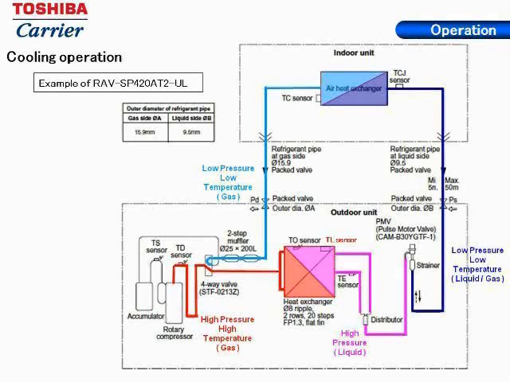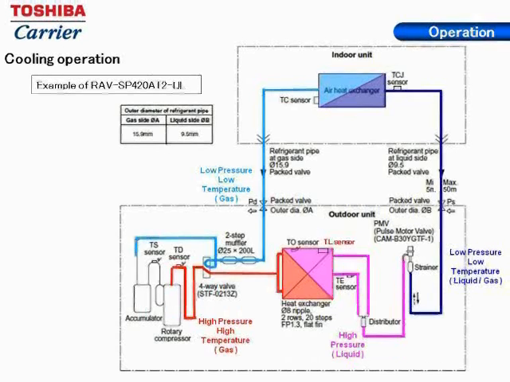Refrigerant leaves our evaporator as a low temperature, low pressure gas. This low temperature, low pressure gas now travels back to the compressor, and it will repeat this continual process.